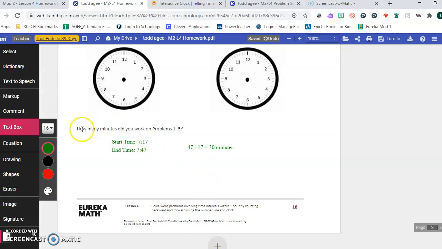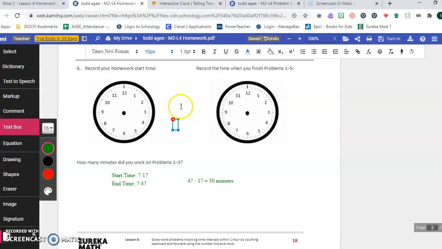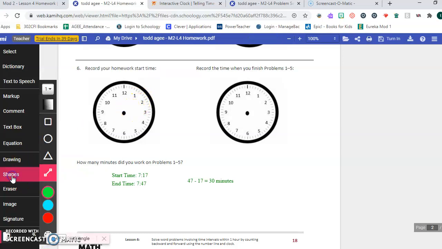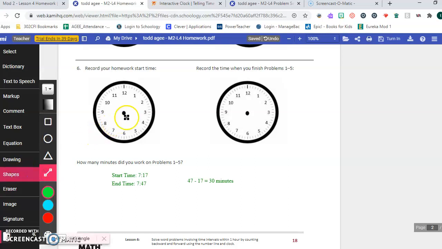So it asks you how many minutes did you work on problems 1 through 5. Oh my gosh, I need to read for meaning here. You actually record your homework start time on the clock here. So I would actually draw the hands onto the clock for 7:17. And so what that would look like is my minute hand would be slightly past, whoops, that was not what I wanted to do. My minute hand would be slightly past the 7 here using the line tool.